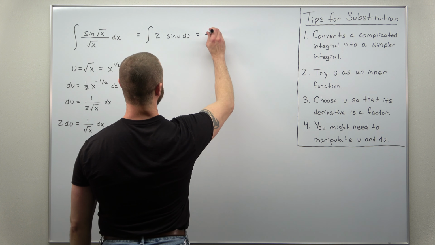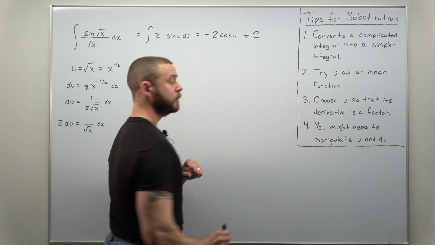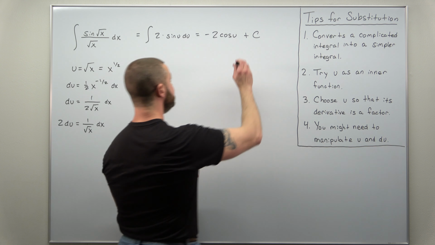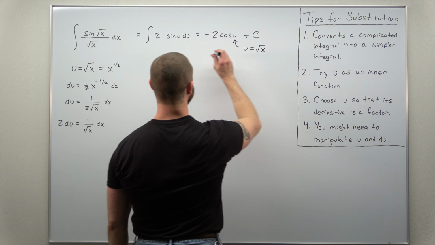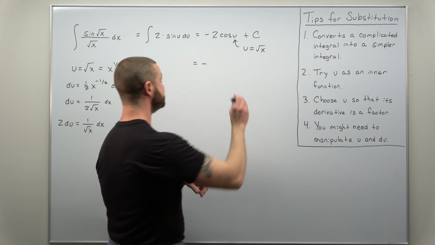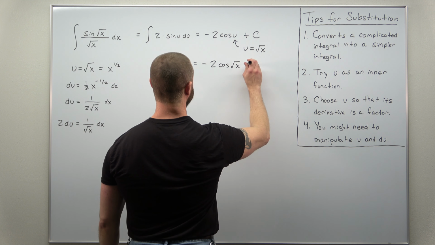So we have a factor of 2 times negative cosine of u. And we just back substitute our u here as square root of x. So we should get for our antiderivative negative 2 times cosine of square root of x.